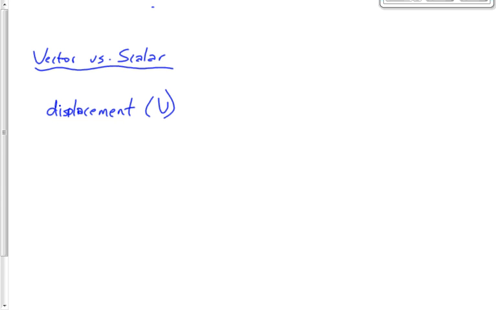Sorry? Distance is a what? Good. Distance is a scalar. We don't need direction associated with that. In fact, there shouldn't be a direction associated with that. So distance is a scalar.